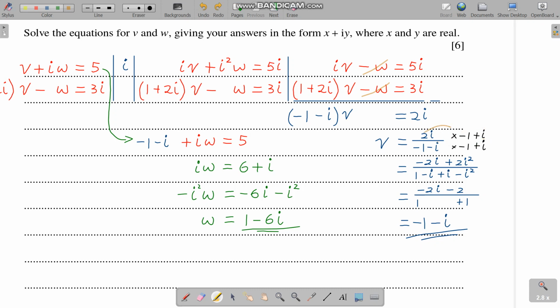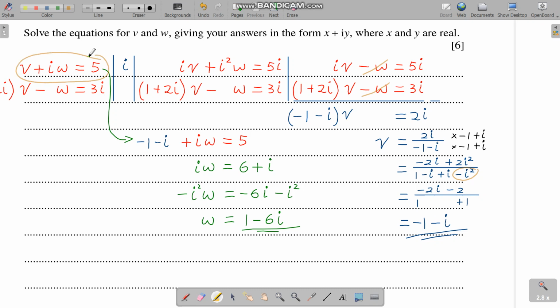So when we multiply 2i times −1 − i: 2i times i, 2i squared, and −1 times −1, just 1, −1 times i, and remember i squared is minus 1, so this is actually −2, and this is actually plus 1. 1 plus 1 is 2, so we divide by 2, we get −1 − i, the final answer for v. After we find v, we use one of the equations, use a simpler one.